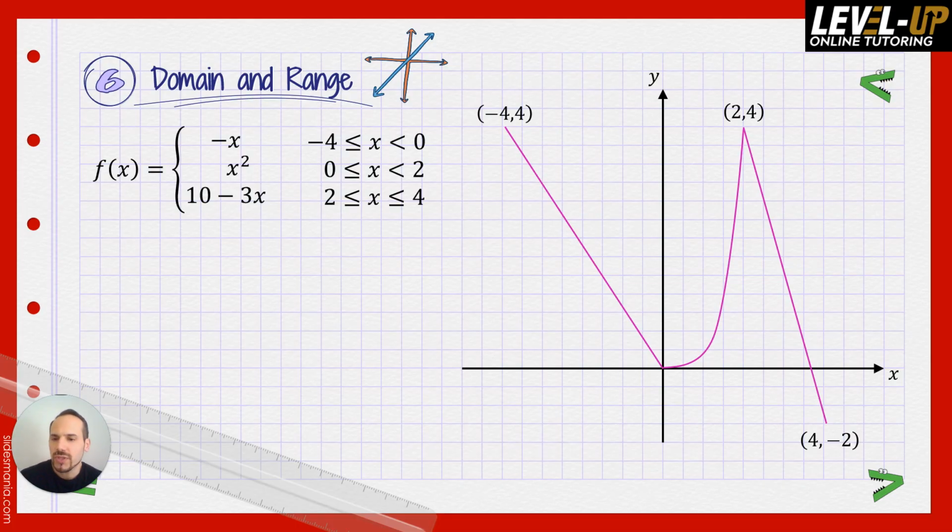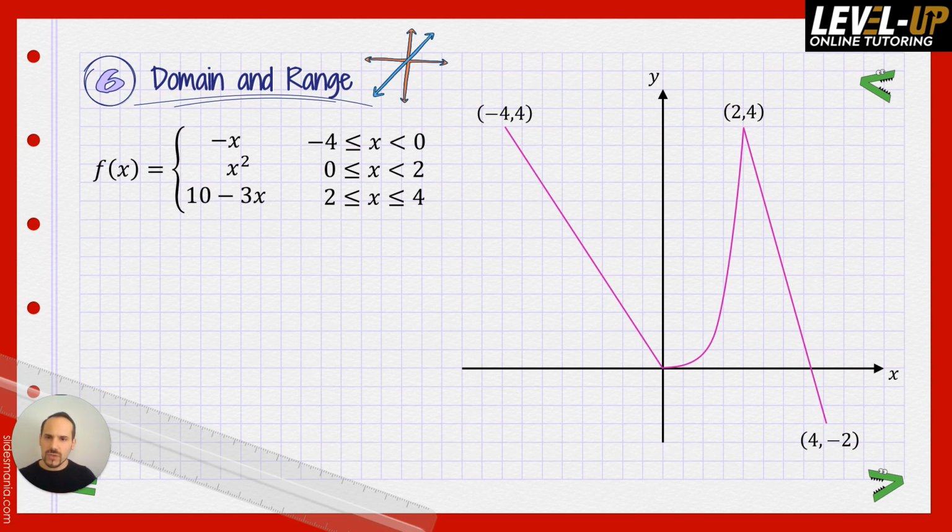So now we want to see what the domain is. We've got the domains for each piece of the function. The first piece is minus 4 to 0. The next one's 0 to 2. The next one's 2 to 4. And note as well the inequality signs. You notice how there's no overlap. The first one is strictly less than 0, but then the next one is greater than or equal to 0. So there's no overlap there.